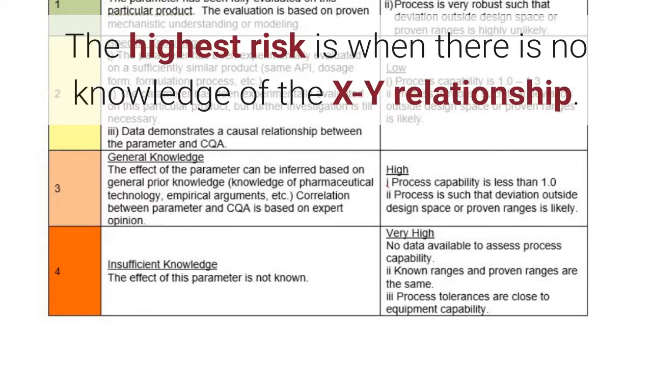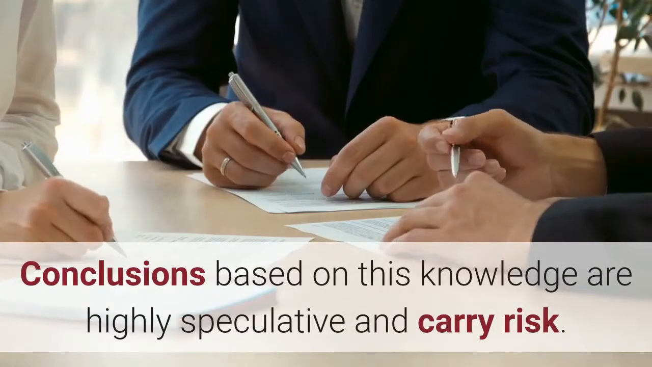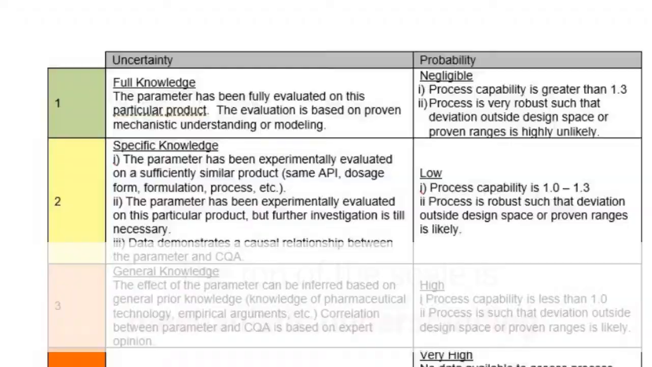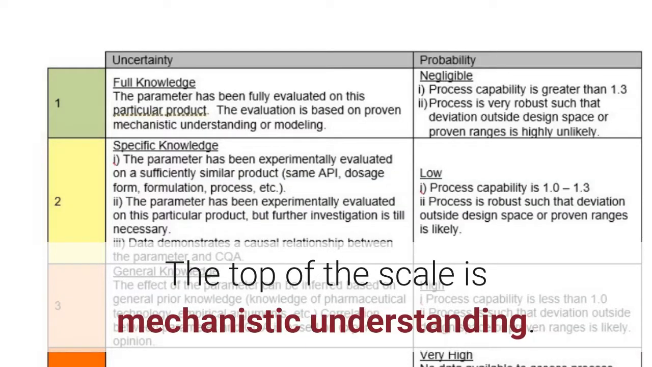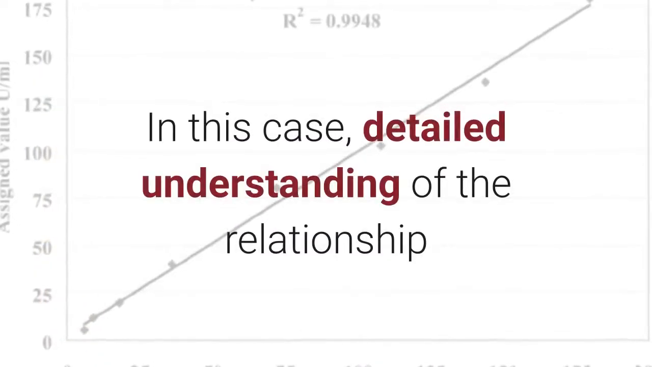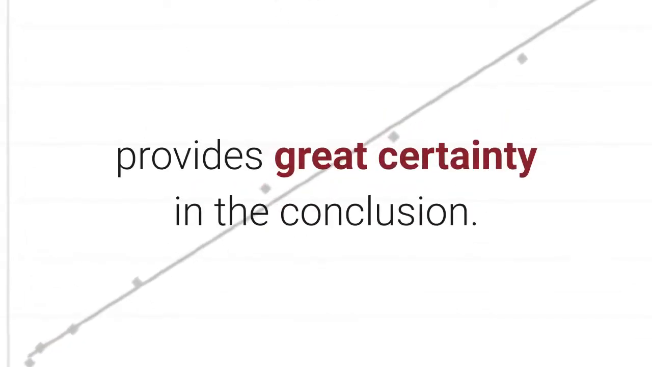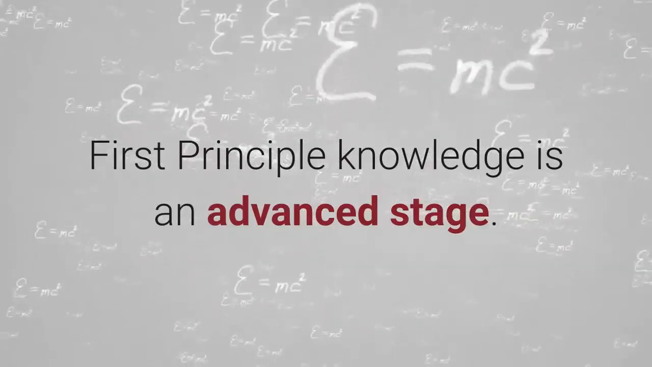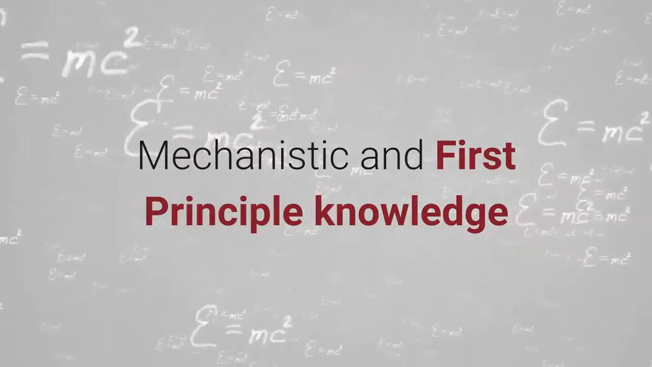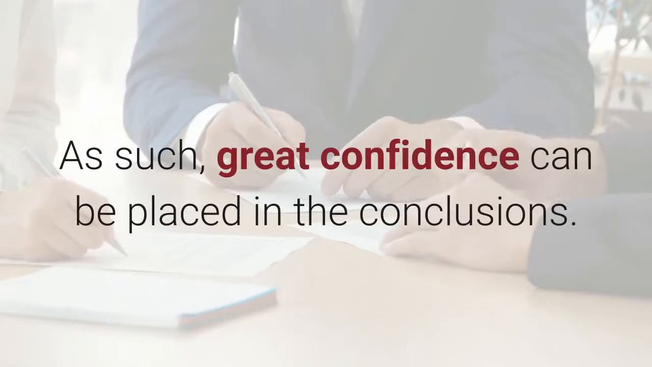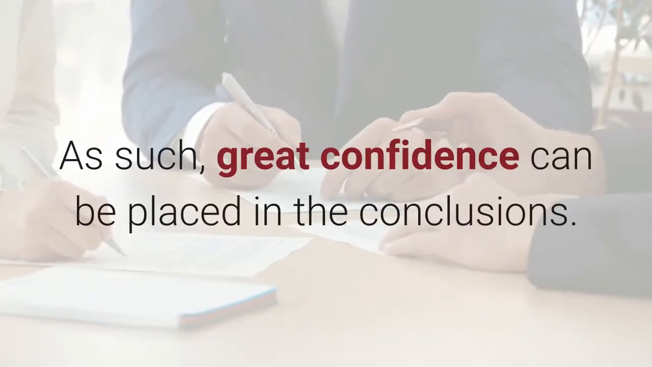The highest risk is when there is no knowledge of the XY relationship. Conclusions based on this knowledge are highly speculative and carry risk. The top of the scale is mechanistic understanding. In this case, detailed understanding of the relationship provides great certainty in the conclusion. First principle knowledge is an advanced stage. Mechanistic and first principle knowledge carry with them a low level of uncertainty. As such, great confidence can be placed in the conclusions.